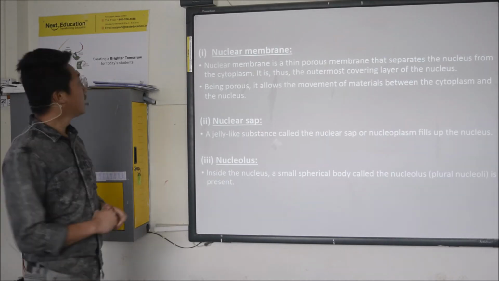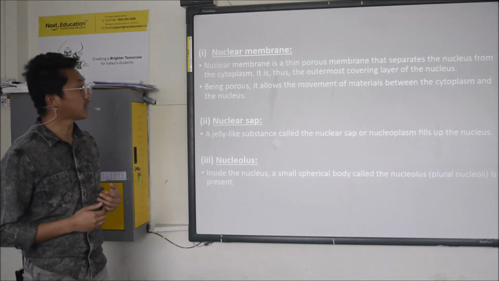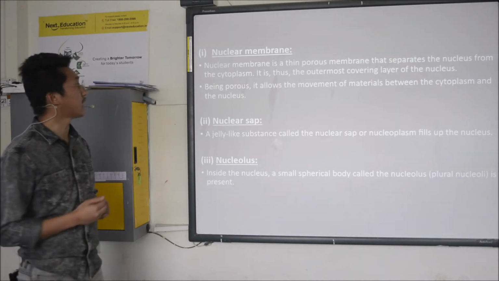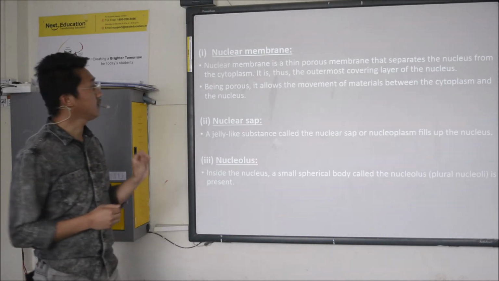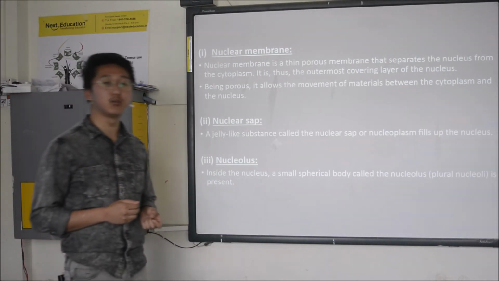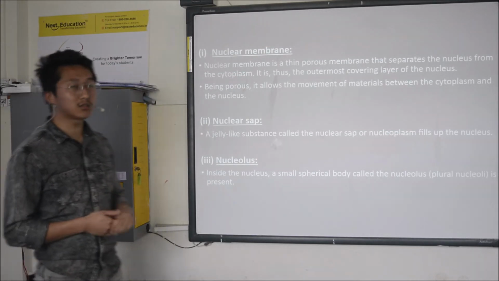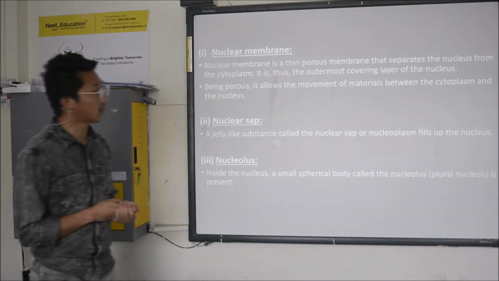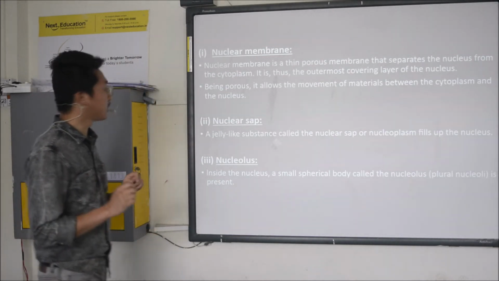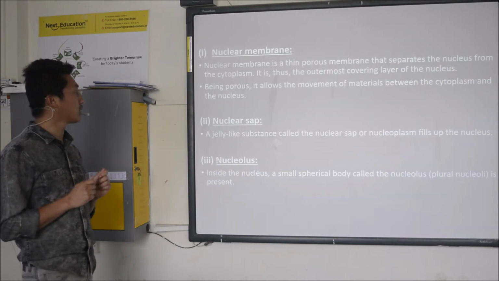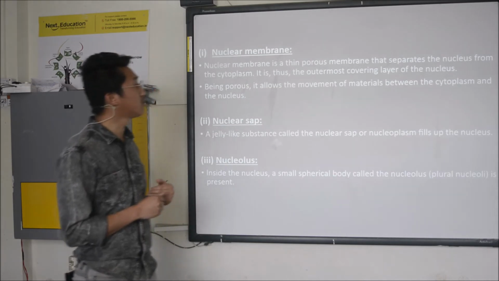The nuclear membrane is a thin, porous membrane that separates the nucleus from the cytoplasm. It is the outermost covering of the nucleus. Because it is porous, it allows the movement of materials between the cytoplasm and the nucleus.